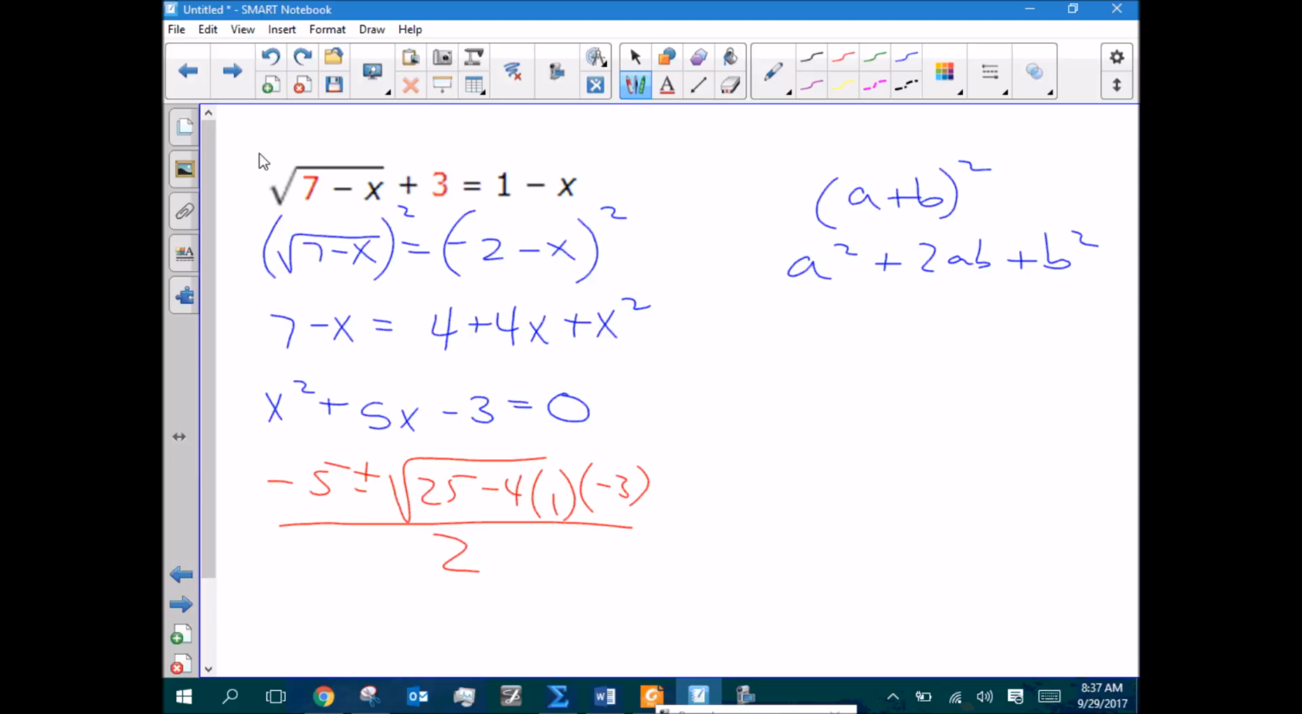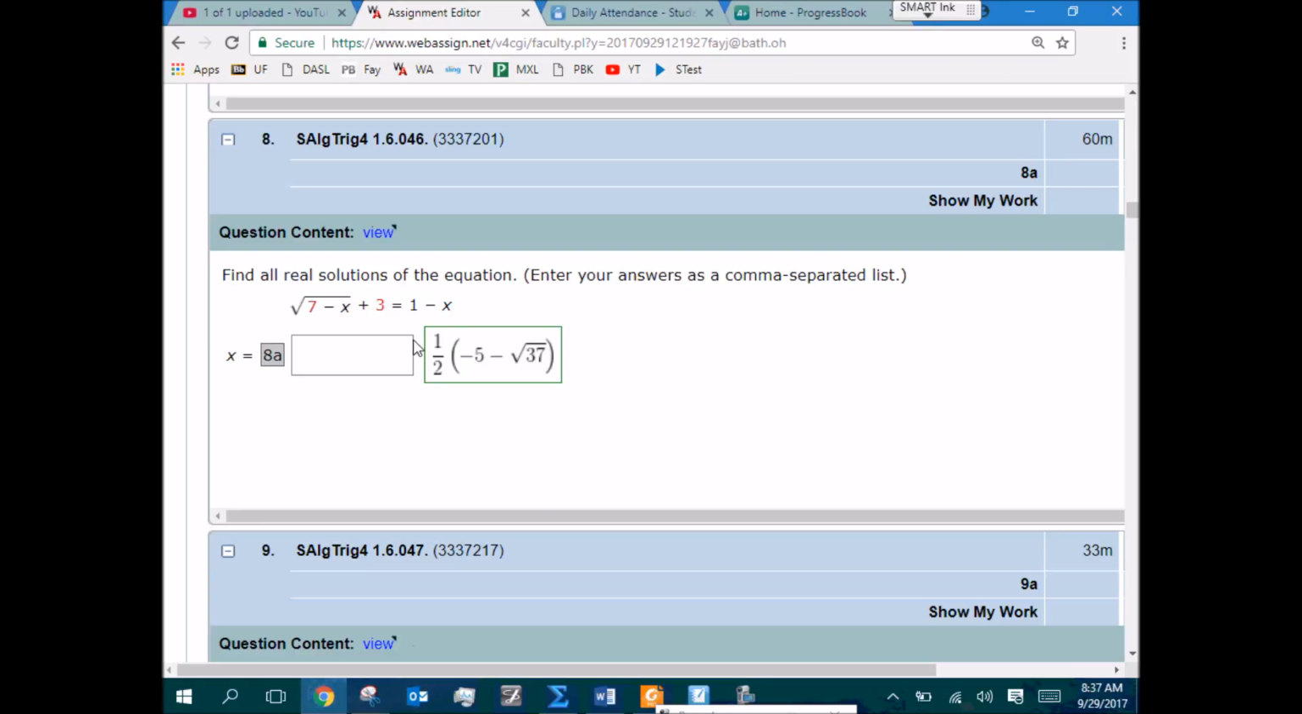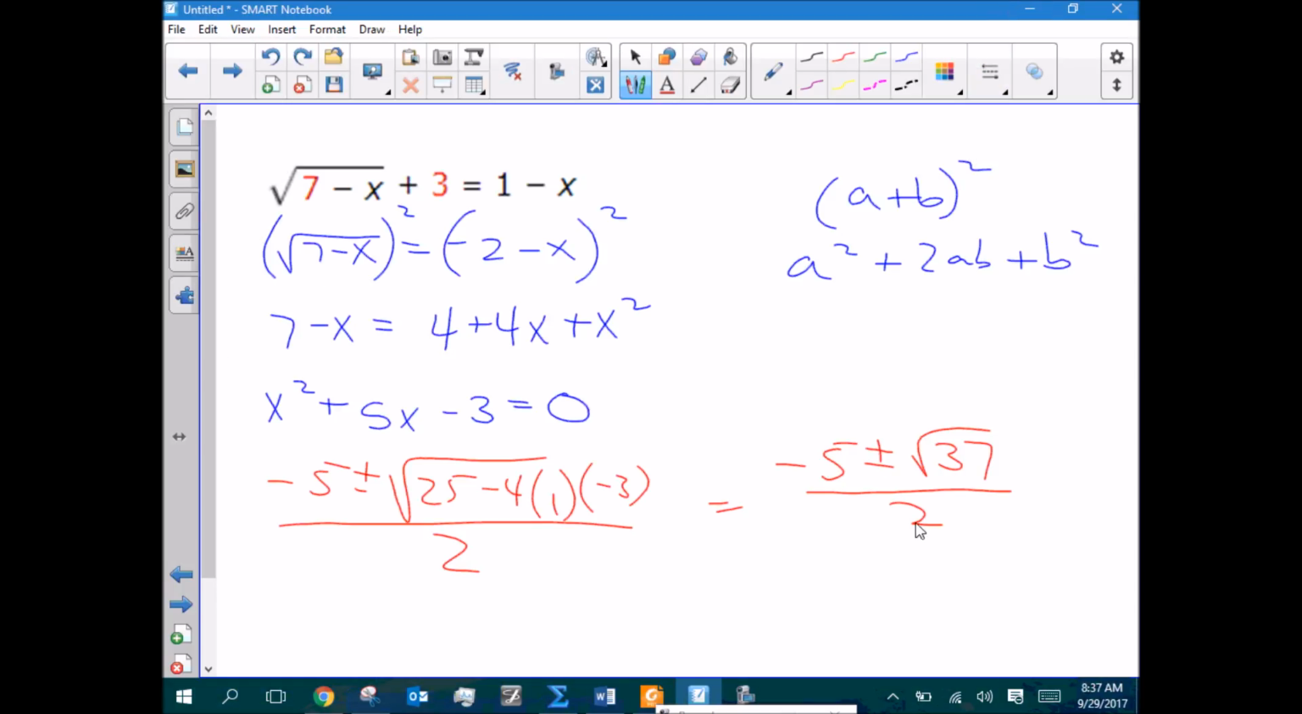So I got 25 plus 12, right? So 37. So I get negative 5 plus or minus radical 37 over 2. Now, a lot of times on the website, if you've missed the question, if I go back to the website, it'll probably show you the key this way. So what they've done is they've factored out a 1/2 out of what I've got here. Okay? If I factor a 1/2 out of negative 5 halves, it gives me negative 5. Factor out a 1/2 of radical 37 over 2, you get radical 37, right? Okay, so that's what they're doing.